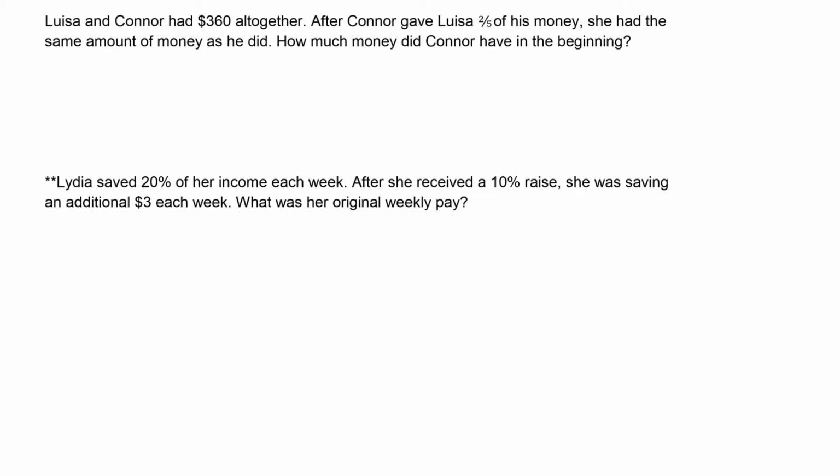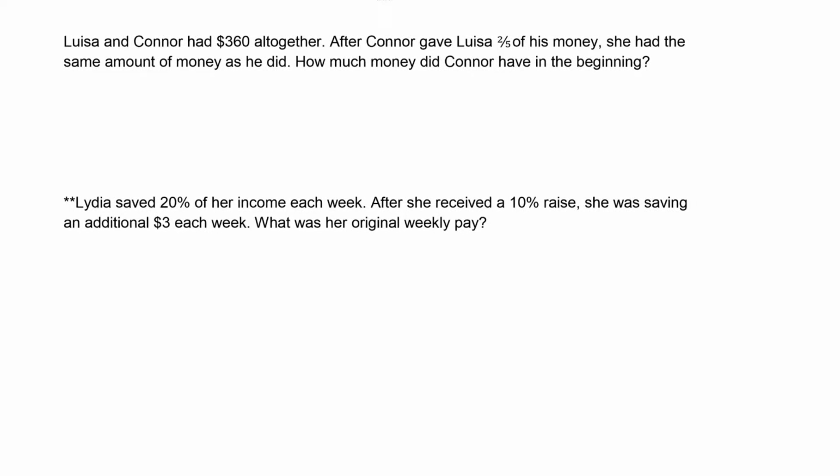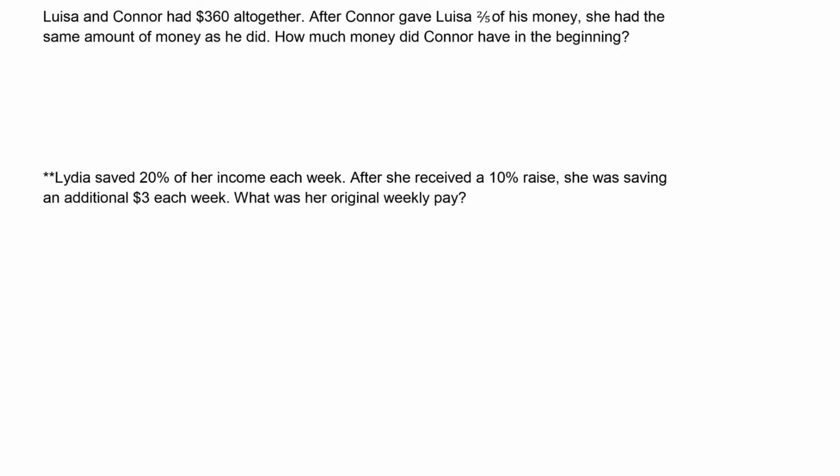So Louisa and Connor had $360 altogether. After Connor gave Louisa 2/5 of his money, she had the same amount of money as he did. How much money did Connor have in the beginning? So let's focus on the who first. We are talking about Louisa and Connor. And what do they have? They have $360 altogether. So we're going to give Louisa and Connor $360.